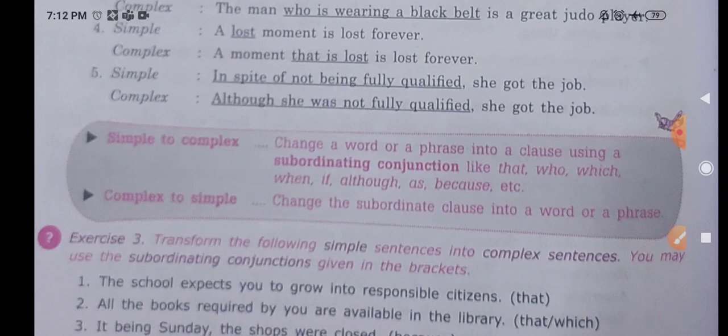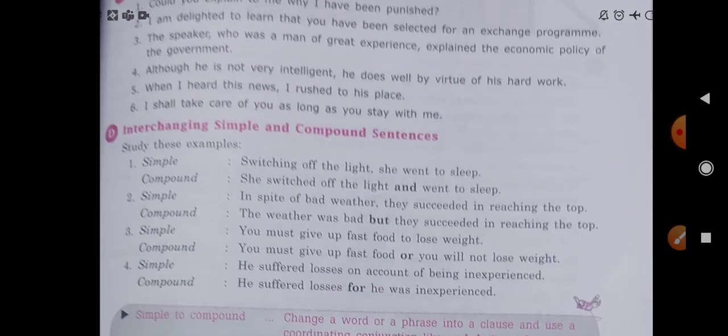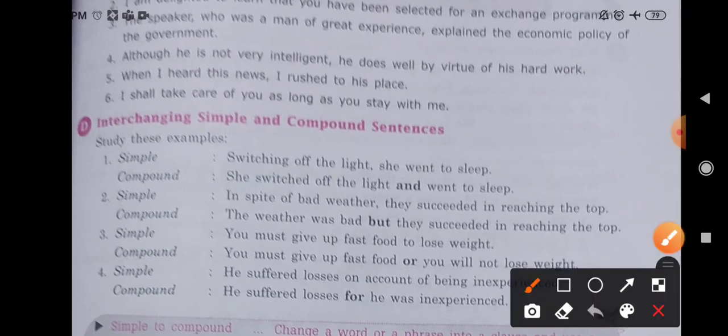Then comes interchanging simple and compound sentences. Compound, you remember, is where both the clauses have equal importance. Let's see the first one. "Switching off the light, she went to sleep." "She went to sleep," only one finite verb. So it's a simple sentence. "She switched off the light and went to sleep." Now here switched off has also become a finite verb.